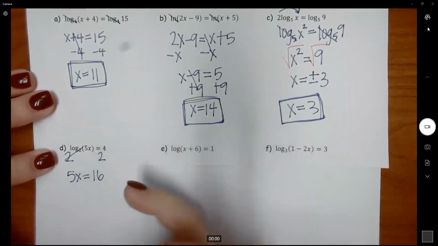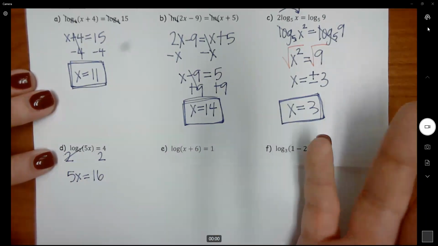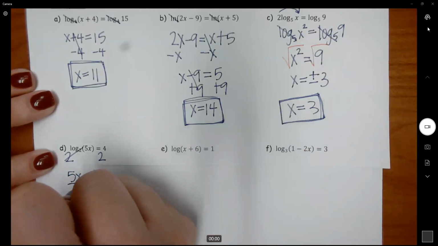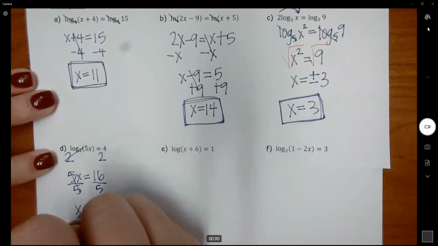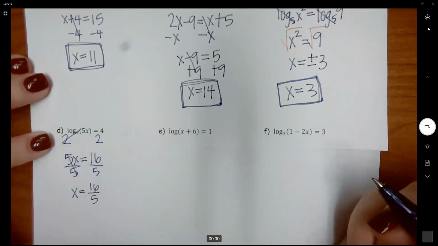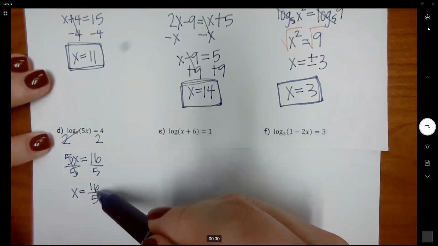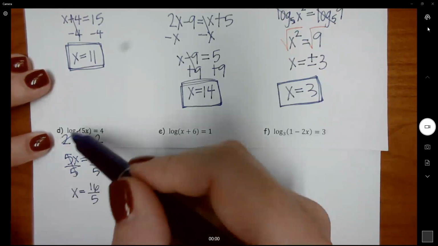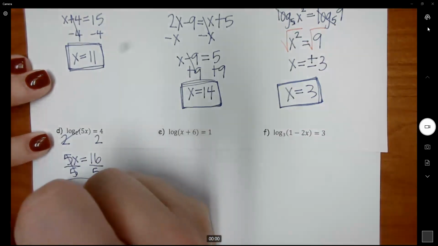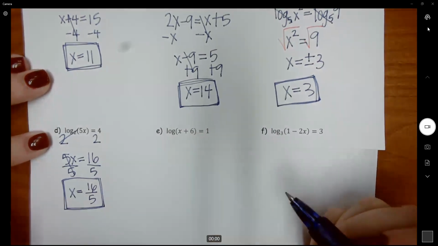Now I can solve. Now I've gotten rid of my log and I've also gotten rid of my exponent in this case. And so now it's just a linear equation. So we'll divide both sides by 5. And x equals 16 over 5. And you always have to check your log equations to make sure that you don't get a negative anywhere. So when you plug in 16 over 5, 5 times 16 over 5 is 16. So we do get a positive right there. So that is my answer.